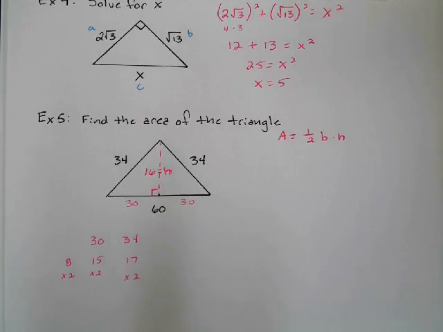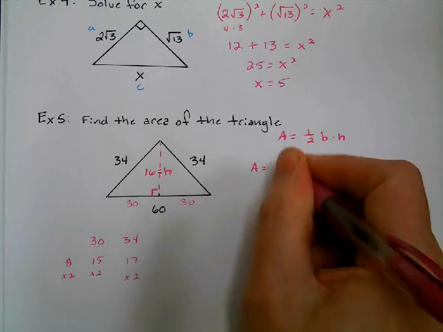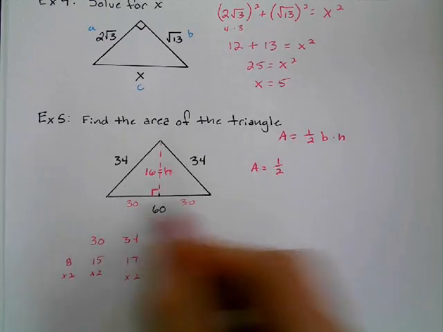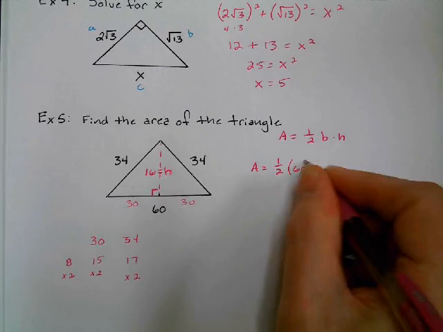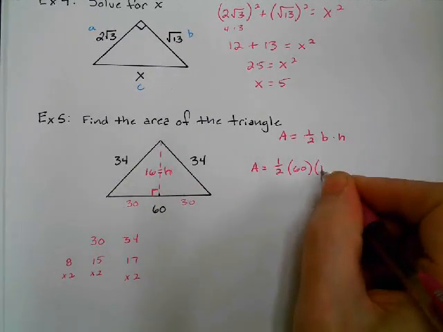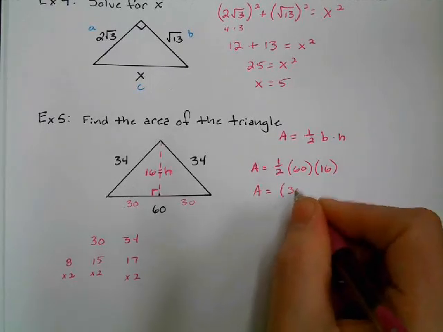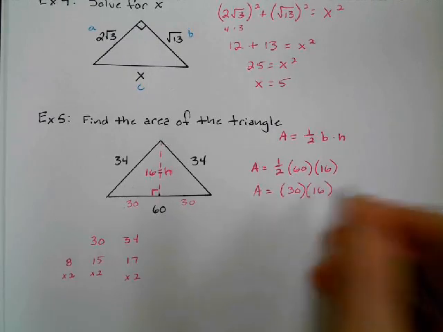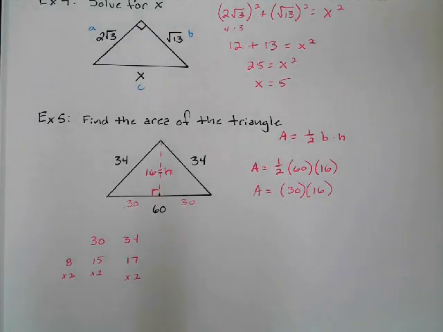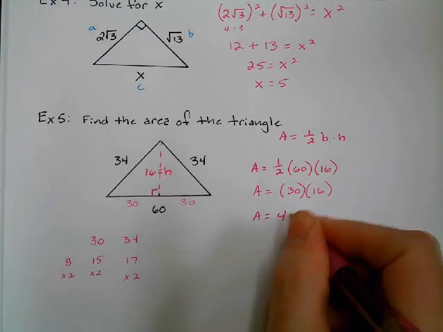So our area for this one would be 1/2. The base is 60 down here. The height has to be perpendicular to the base, so that would be 16. Half of 60 is 30. And let's see, 30 times 16 should be 48? Yep, 48. So add a 0 to that. We get 480 units squared.